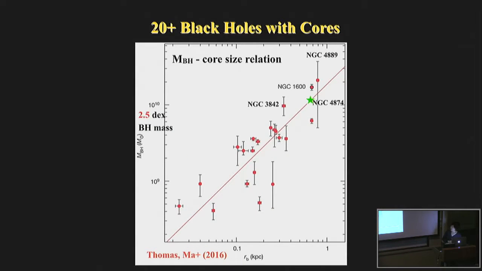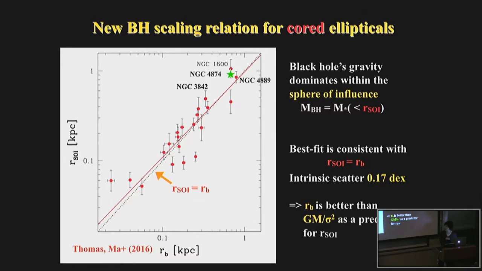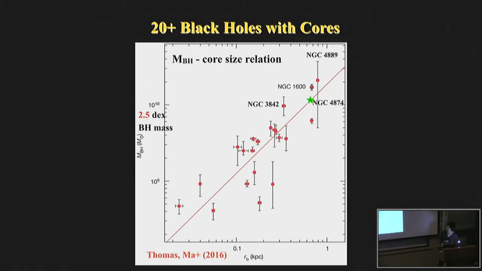Okay, so changing the y-axis, rather than the sphere of influence radius, this plot was radius versus radius. But we also have the black hole masses, so you can contrast this black hole versus core radius with the M-sigma or M-bulge relation I showed earlier. Again, this is just a subsample of the galaxies that have cores, and this is over a much smaller 2.5 dex in black hole masses. You can see these are all very massive, and this relation is much tighter than the M-sigma relation in this regime. This is our yet-to-be-published work.